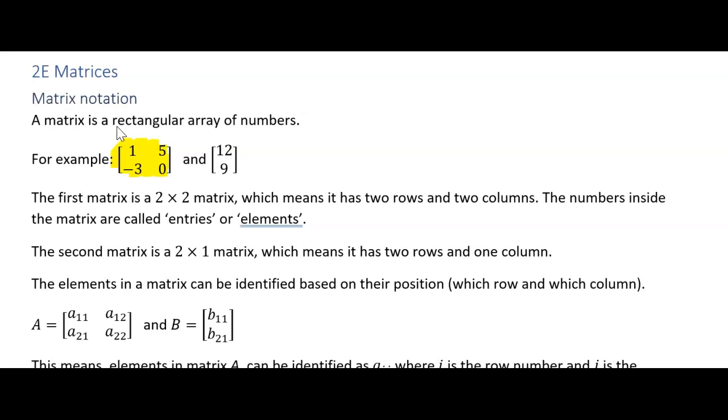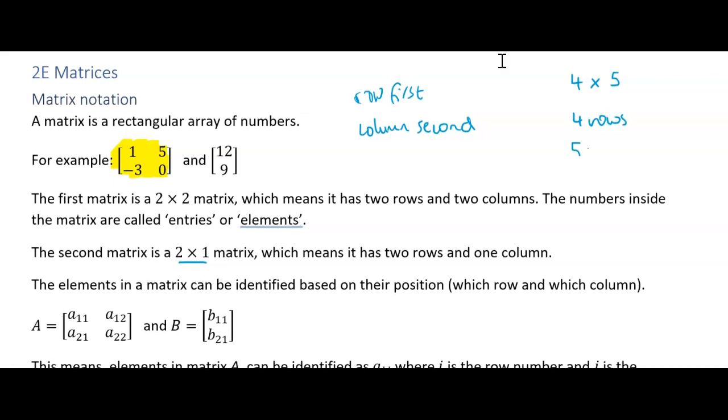So this first one is a 2 by 2 matrix, so 2 rows, 2 columns. The second one is a 2 by 1 matrix, so 2 rows, 1 column. We always say the row first, column second. So sometimes you will see a question that says it's a 2 by 1 matrix. That's telling me it's 2 rows, 1 column. Let's do one that we don't have an example for. A 4 by 5 matrix has 4 rows and 5 columns.